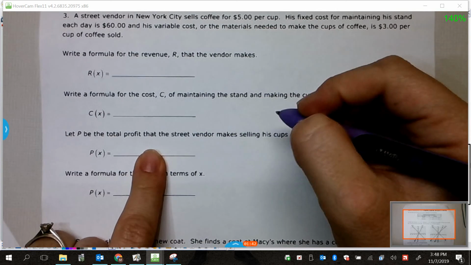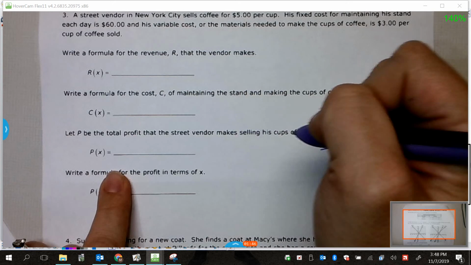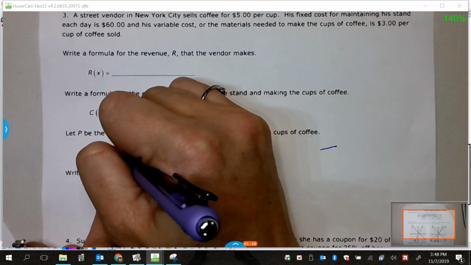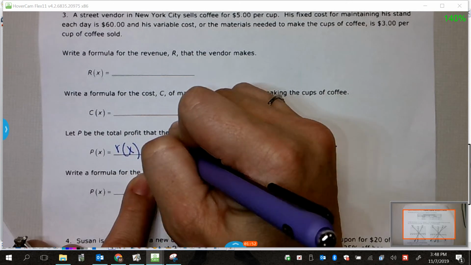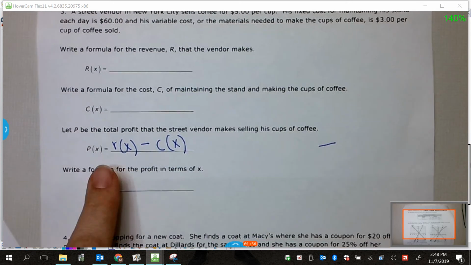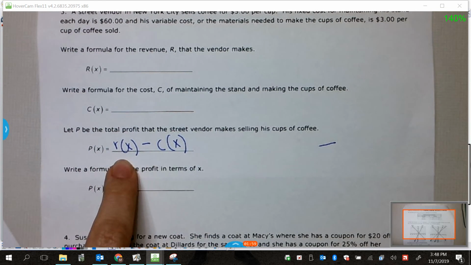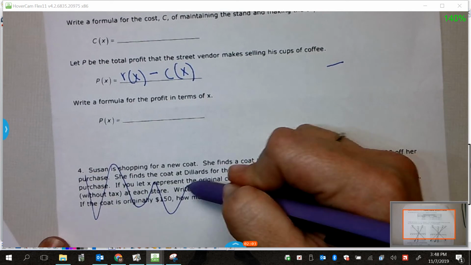Well, that's going to be subtracting again because it's how much he makes per cup, which is his R of x, and then how much it costs him a day. Okay, and so that's going to come up with his profit by taking away his cost from how much he makes. Okay, so that one as well. Now you can cross off number 4.